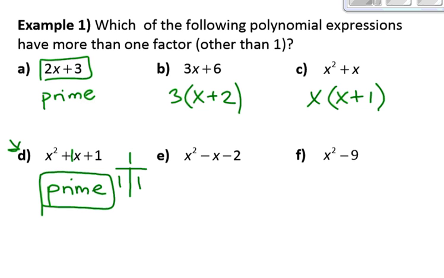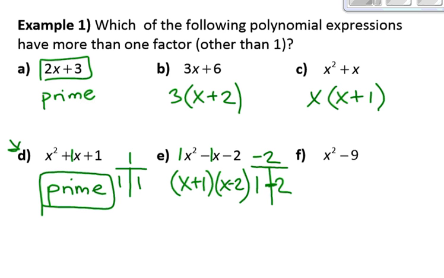Now for part E, we can do the AC method. A times C is 1 times negative 2, so that's negative 2. The only factors of 2 are 1 and 2, and I want to make a negative 1 out of that, so that means the 2 would have to be negative, because 1 minus 2 is negative 1. Now, this is the shortcut with the AC method because A is 1, so now we can go directly into x plus 1 times x minus 2. Now, we're not setting this equal to 0, so we're not finding what x equals, we're just factoring.